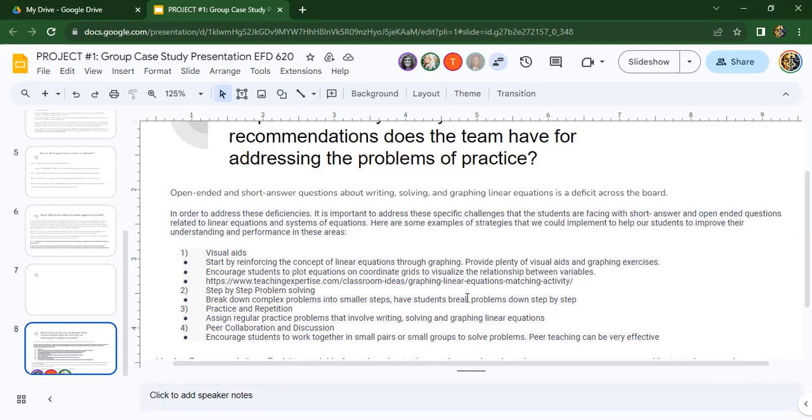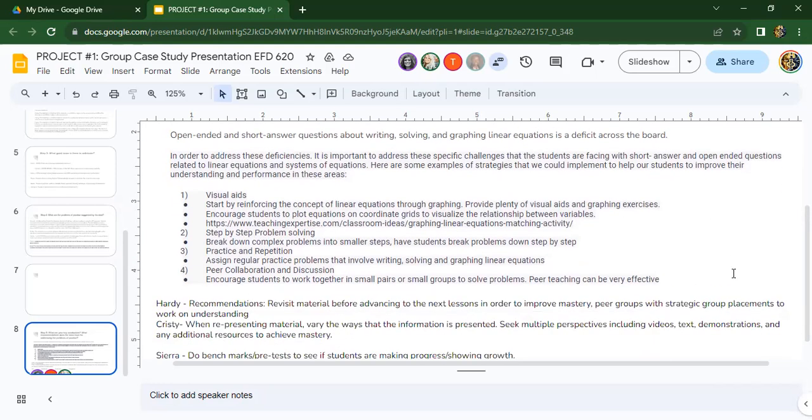And then one that I like to use a lot is peer collaboration and discussion, which encourages students to work together in small pairs or small groups to solve problems. Peers teaching each other is really effective. And we also like to differentiate at our school and get kids in the right situations, making sure they're learning at the right level at the right pace.